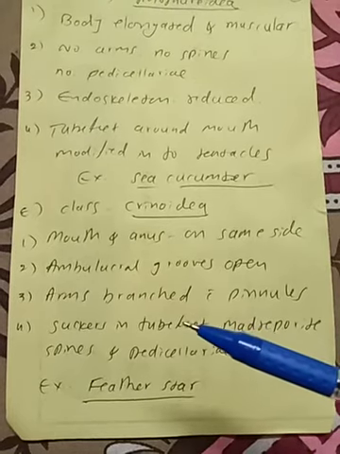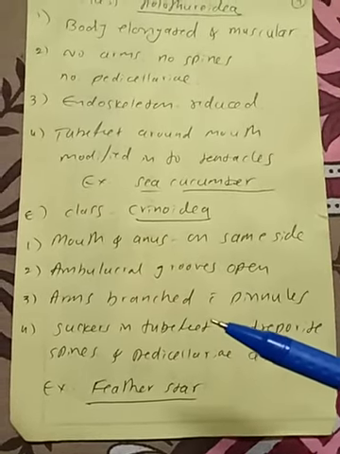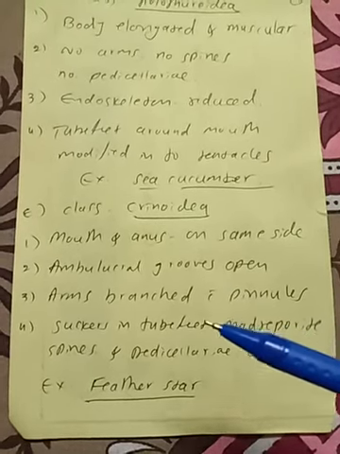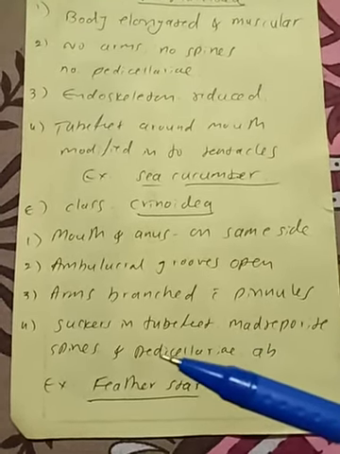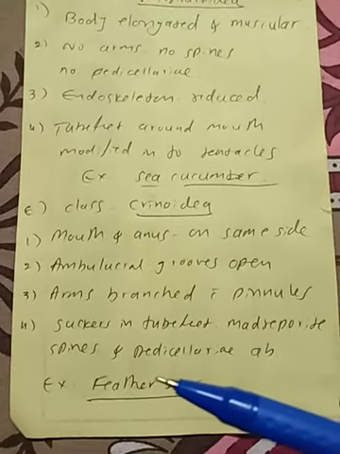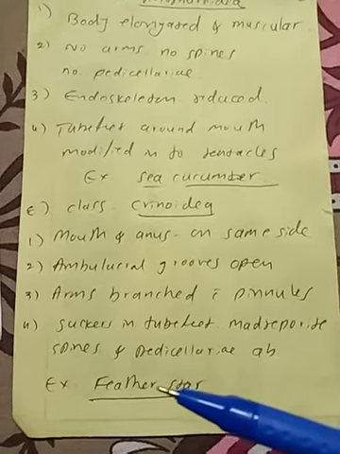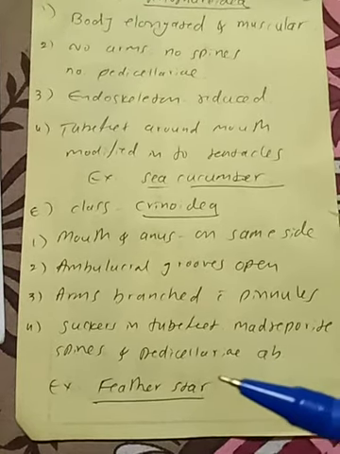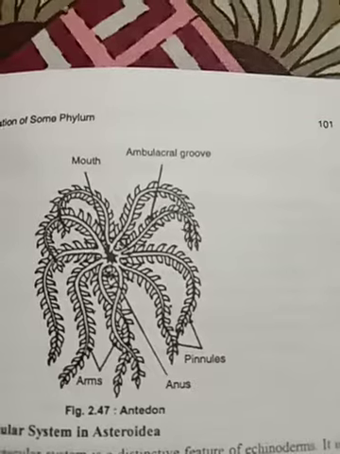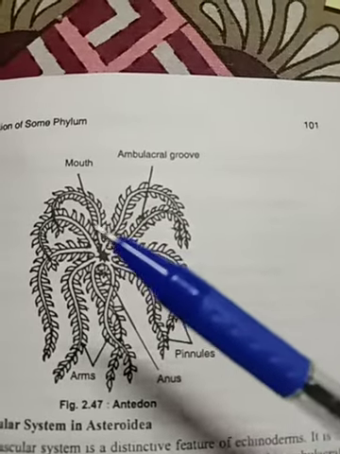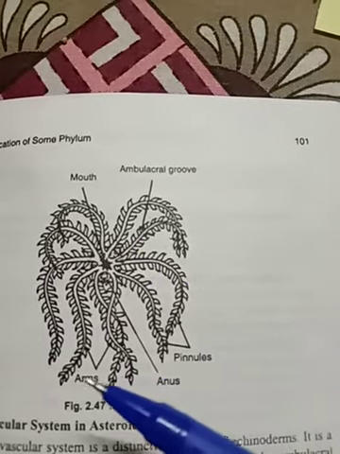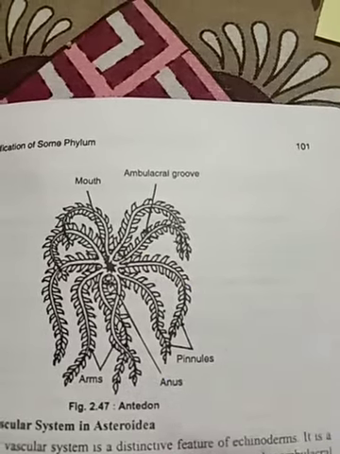The arms are usually branched with pinnules. Suckers in the tube feet, madreporite, spines, and pedicellariae all are absent. Example, feather star. You see the example, that is the mouth, then the arms with the pinnules.